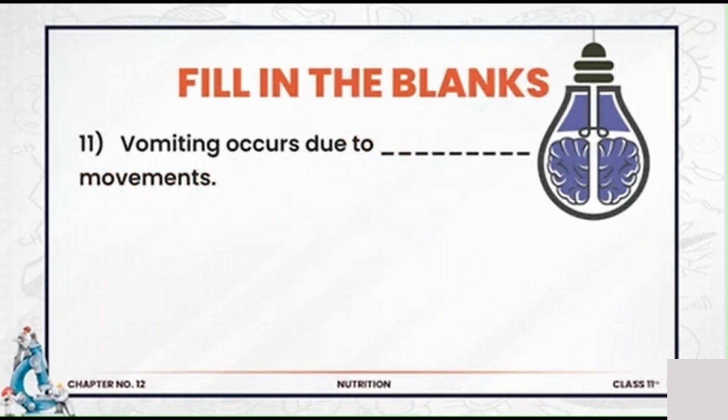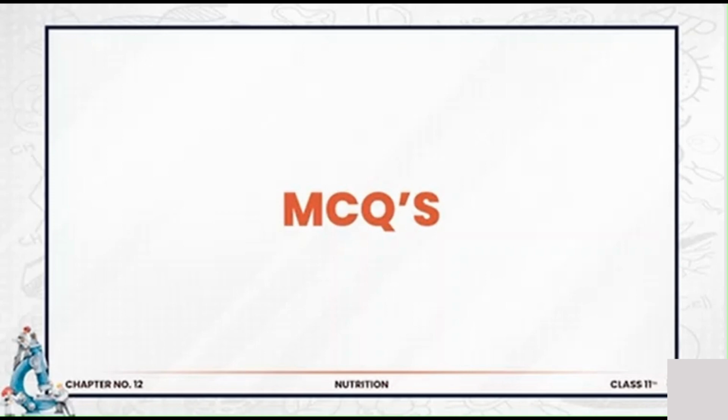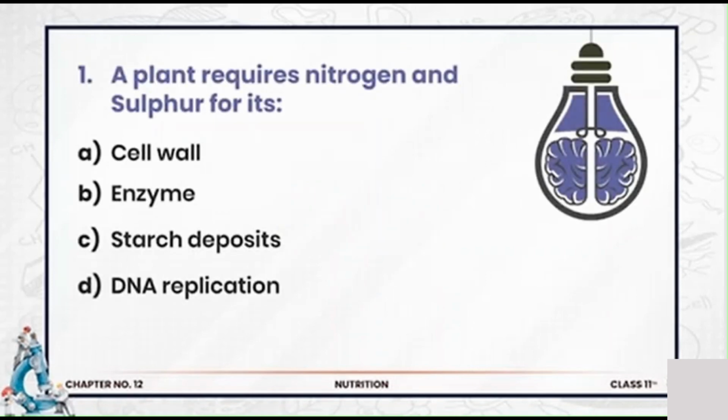And number 11, vomiting occurs due to antiperistaltic movements. Question number 2, each question has 4 options and circle the correct answer. So MCQ number 1, a plant requires nitrogen and sulfur for its option alpha cell wall, beta is enzymes, Charlie is starch deposits, and delta is DNA replication. So the correct answer is beta option, that is enzymes.